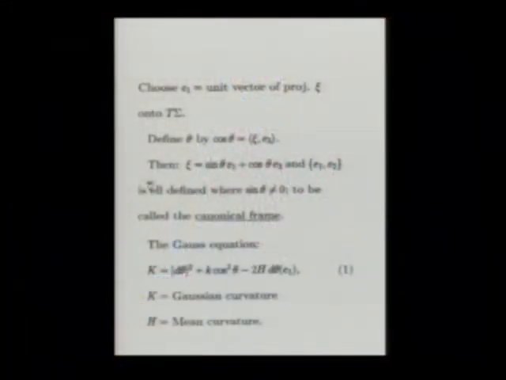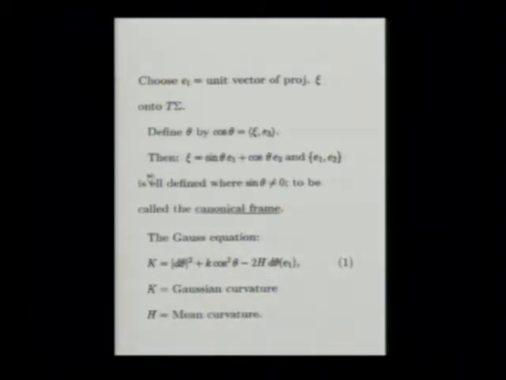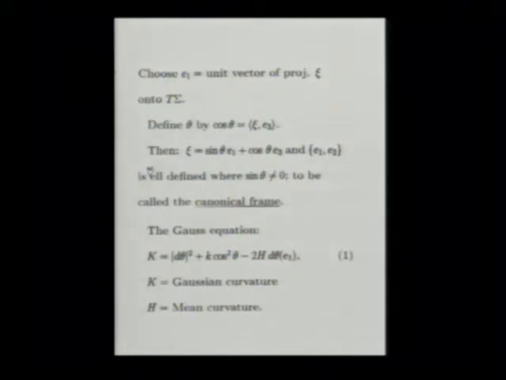E1 and E2 belong to the tangent space, and E1 is chosen so that it is the projection of the unit vector xi on the tangent space. I will define theta as the angle between the normal and xi. And then xi gets this expression: sine theta E1 plus cosine theta E3. With E1, E2, this frame is well defined practically everywhere where sine theta is non-zero. It will be called the canonical frame.